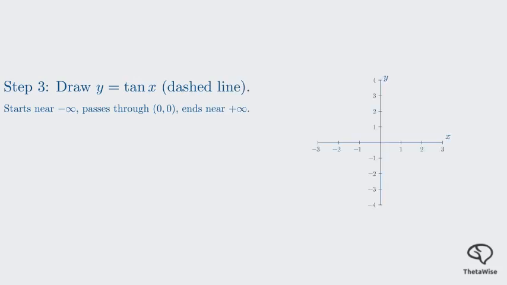Step 3. Draw a rough sketch of y equals tan x. Remember, the restricted domain is from negative pi over 2 to pi over 2. The tangent function goes to negative infinity as it approaches negative pi over 2, goes through 0 at the origin, and goes to positive infinity as it approaches pi over 2. We sketch this as a dashed green line.